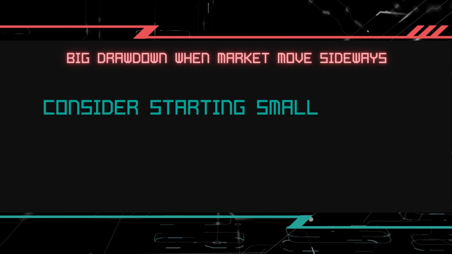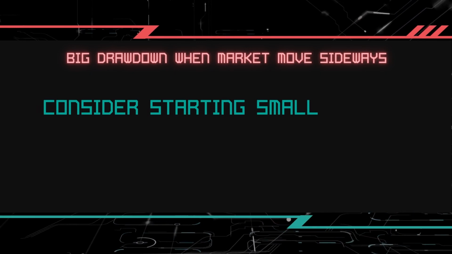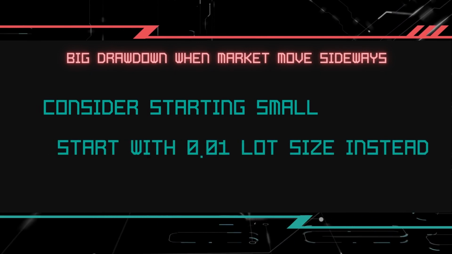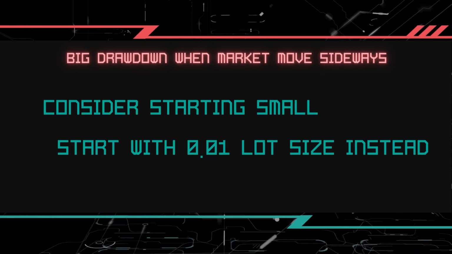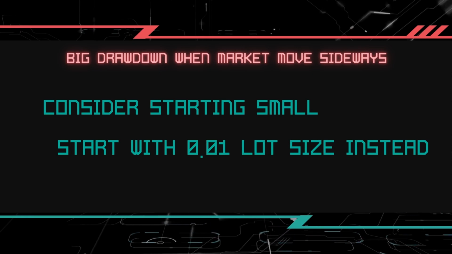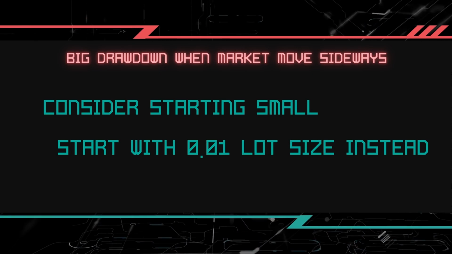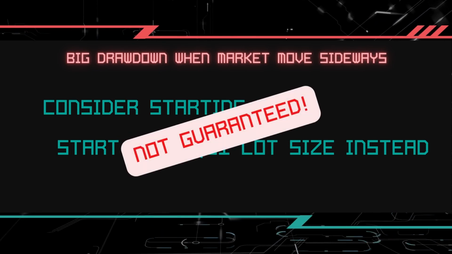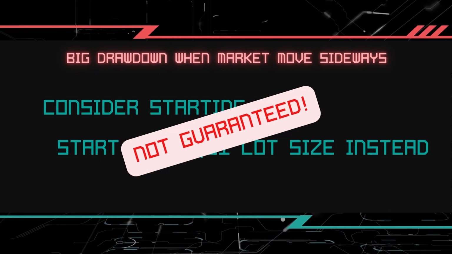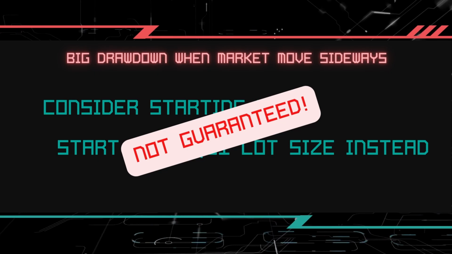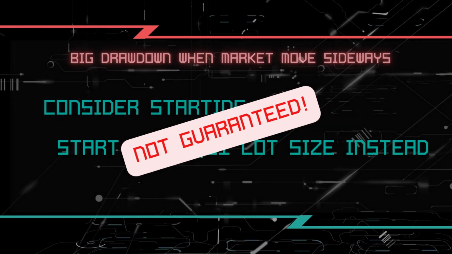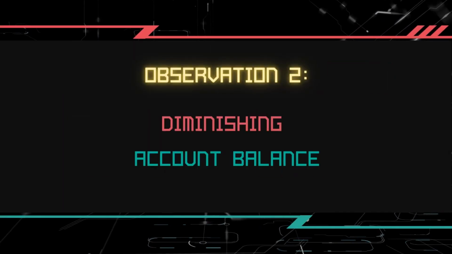Therefore, with this concern in mind, we might want to consider starting small. Instead of using a 0.1 lot size as a starting point, we could consider using a 0.01 lot size. Nonetheless, with the multiplying effect, the small lot size trade could also be multiplied into a huge lot size. It does not guarantee that our account will not be wiped out, but it will reduce the probability of that happening.